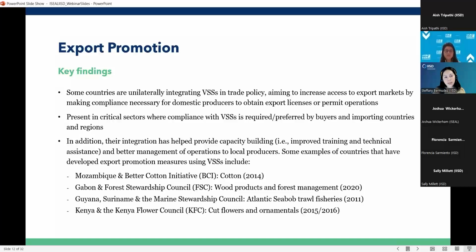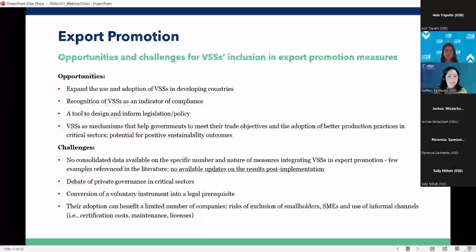Some opportunities, next slide please, and challenges of this inclusion. I will start with the opportunities. The recognition of voluntary sustainability standards can work as an indicator of compliance with sustainable practices to access key export markets, and as a tool that can help also to design or inform legislation. VSS can also act as a mechanism that can push key industries towards more sustainable practices and comply with other quality and safety measures, granting access not only to export markets, but also enhancing regional and domestic markets.